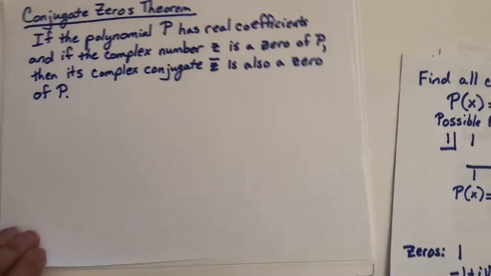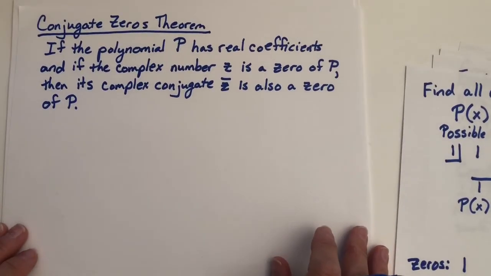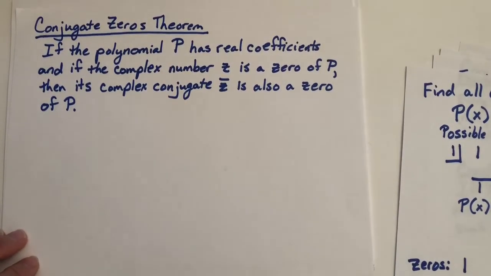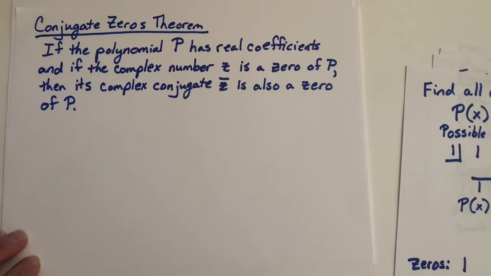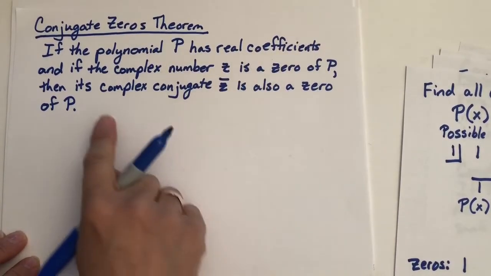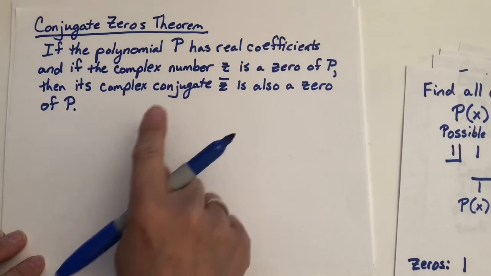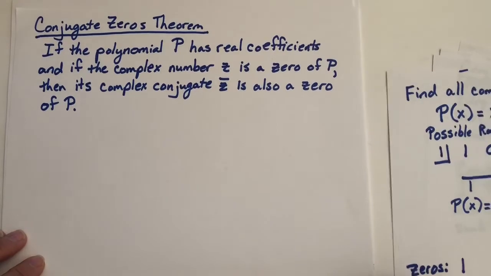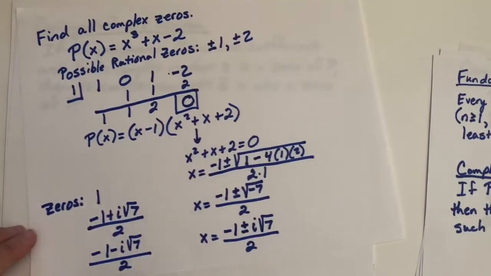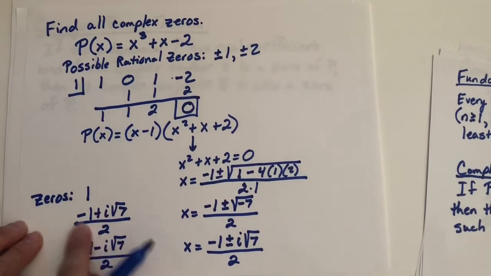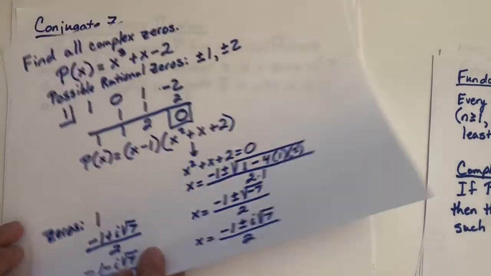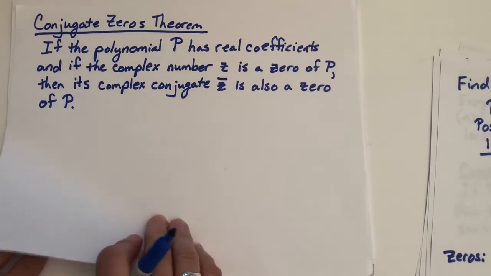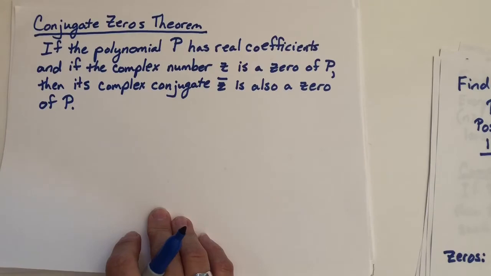The theorem that I wanted to mention is called the conjugate zeros theorem, that says if you have a polynomial that has real coefficients and the complex number z is a 0, then its complex conjugate is also a 0. So this theorem guaranteed that this would happen. If this number is a 0, then its conjugate was a 0 as well. So let's use this idea in the next problem.